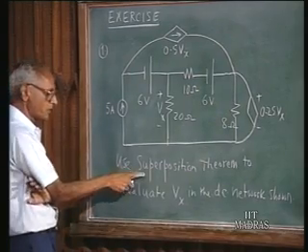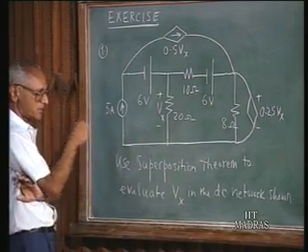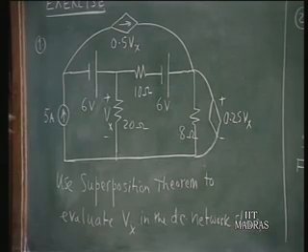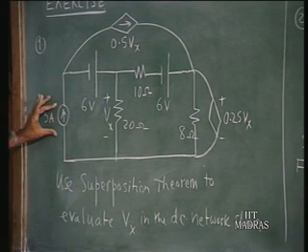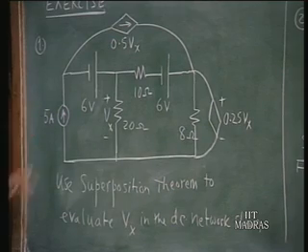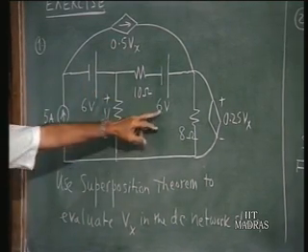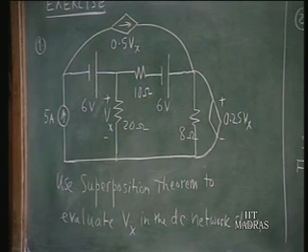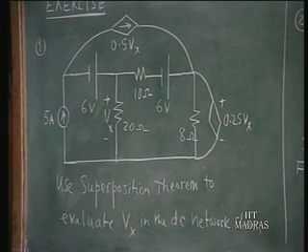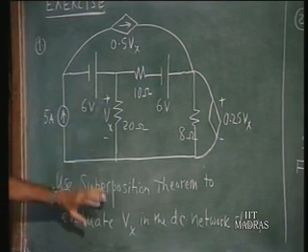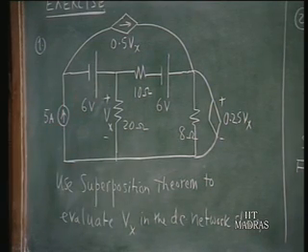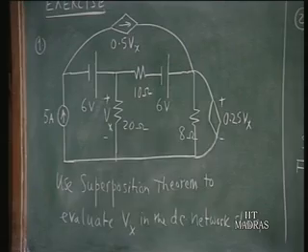Use the superposition theorem to evaluate Vx in the DC network shown, and when working this out, keep in mind that when you are deactivating the sources, you should deactivate only the independent sources. That means you must analyze this network with the 5 ampere source working alone with the dependent sources intact, the 6 volt source acting alone with the others deactivated, and then the other 6 volt source. That means three repeated analyses, and you superpose these effects to find the total voltage Vx as a contribution of the three individual sources. This is problem number 1.